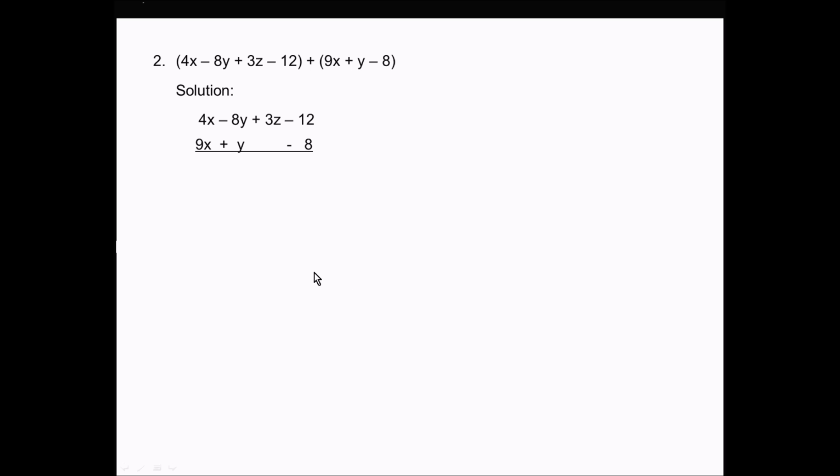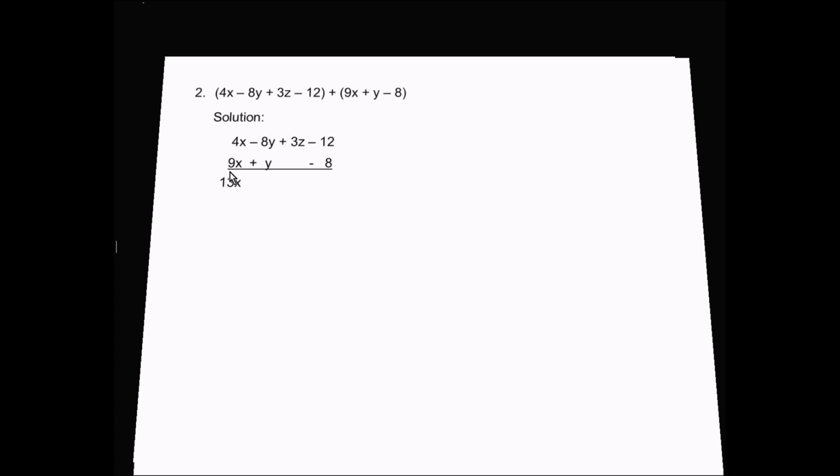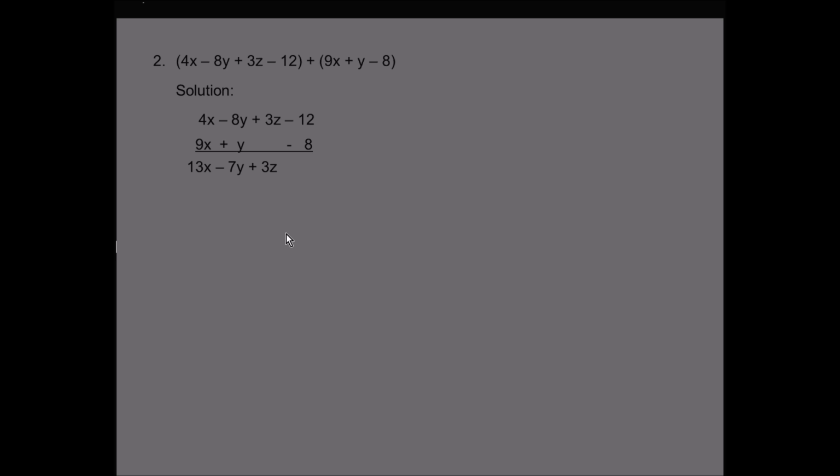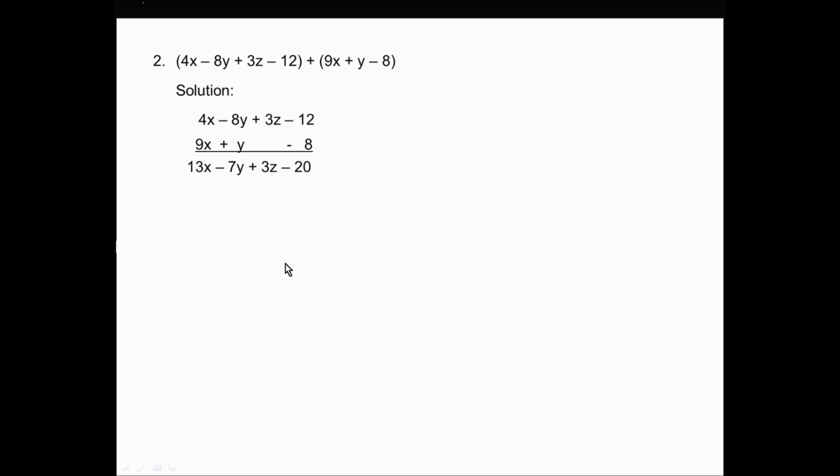Now let's add up our separate terms. 4x plus 9x is 13x. Remember, the coefficient you don't see is 1. So minus 8y plus 1y would give you minus 7y. 3z plus 0 is just plus 3z. Minus 12 minus 8, minus 20. And that's your final answer.